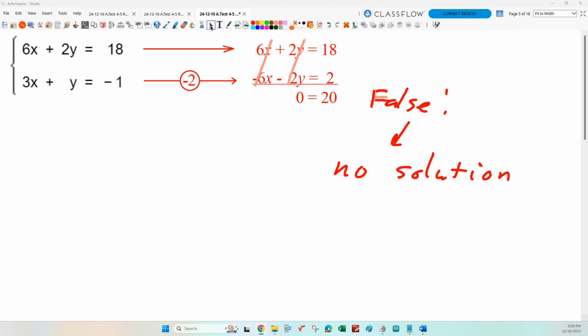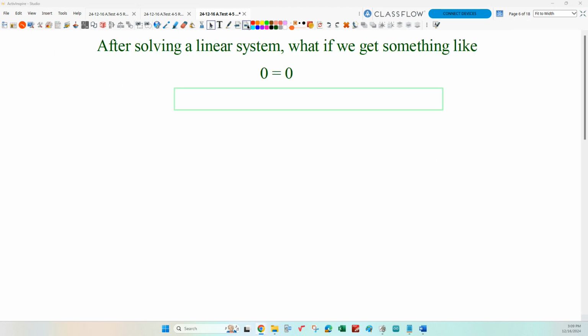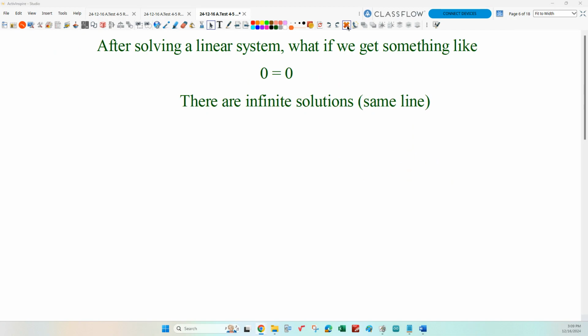Okay, what if we did all that same stuff and we got a situation where everything canceled on both sides and we got a true statement? What's that going to be, Avery? There you go, infinite solutions. The two lines would be the same line, wouldn't they? Okay, fist to 5 on those two. That good? Okay. All right.